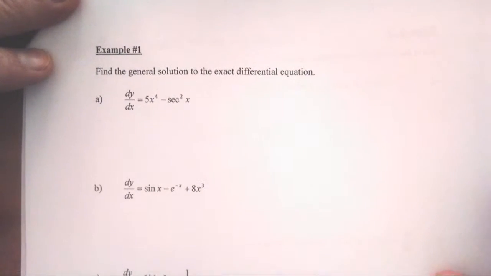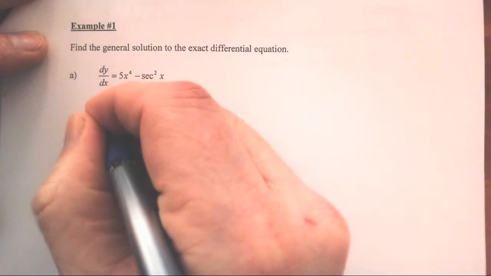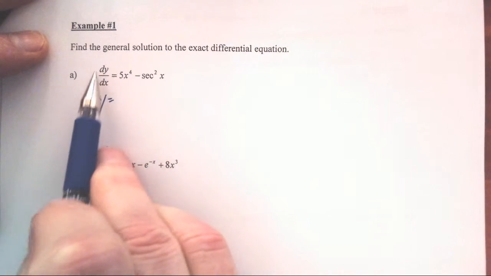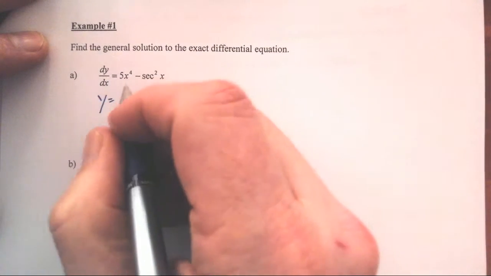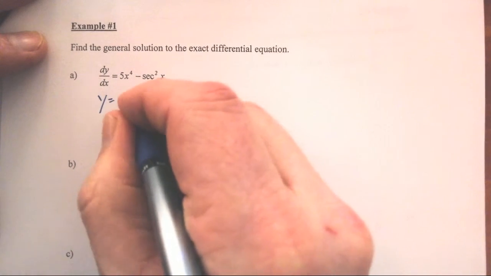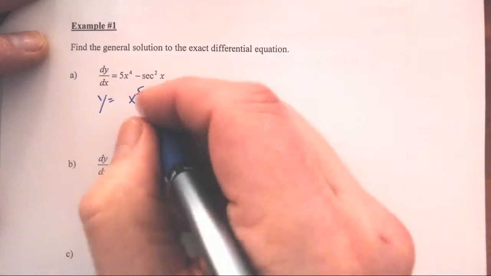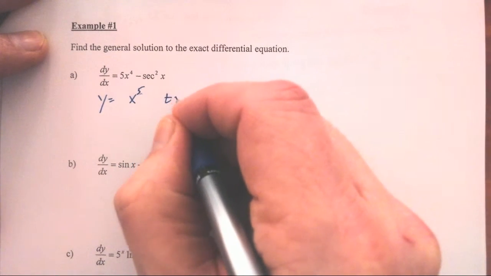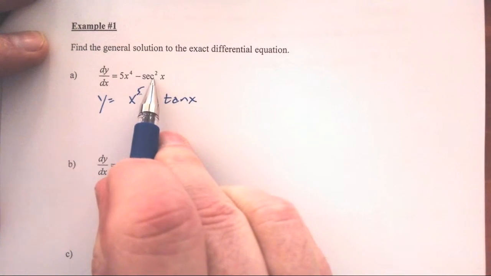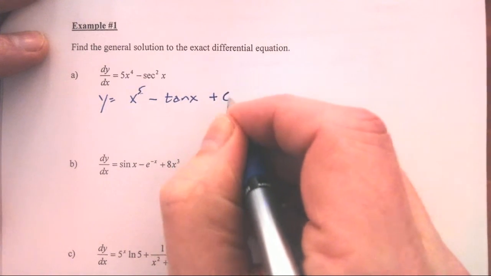All right, find the general solution. Anytime they're asked for a solution to a differential, we want to get back to plain old y equals. To get rid of this, I would have to antiderive this. To end up with an x to the fourth, I have to start with an x to the fifth. The derivative of that is 5x to the fourth. We're in luck. The derivative of tangent gets me to secant squared, so if I put tangent x here, that gets me positive secant squared. Account for that minus. And plus c.